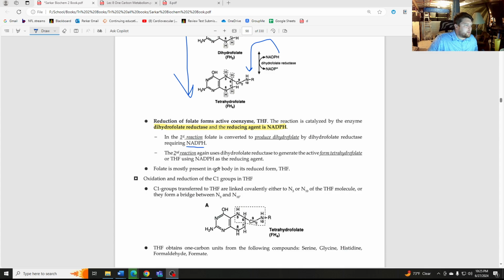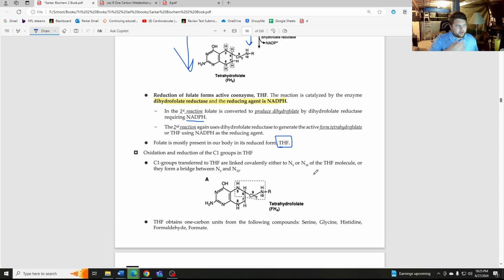Folate is mostly present in our body in its reduced form, THF. It doesn't make a ton of sense for it to just be floating around as folate. With B vitamins, we can consume them in excess because they're water soluble. If you take an excess of B vitamins, you're just going to pee them out at the end of the day. Most multivitamins and supplements tend to have like 1,000% of B vitamins, when in reality it's not super beneficial because they just go right through you.